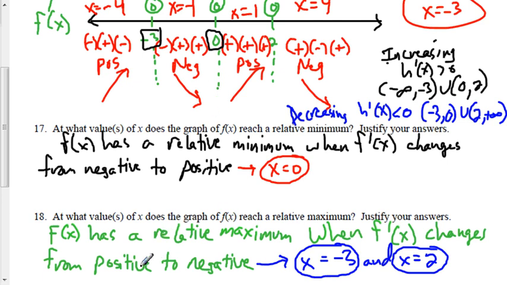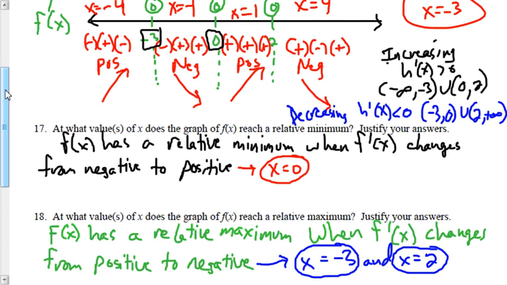And then where does the relative max occur? That occurs when the derivative changes from positive to negative. So there's two of those. Up here in the sign change chart, it goes positive, and it has a derivative of 0, then it goes to negative, so it occurs at negative 3. And here, positive to 0, down to negative. So there's a relative maximum at negative 3 and positive 2.